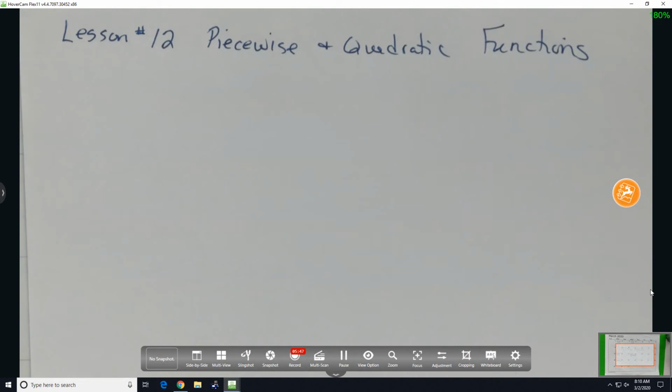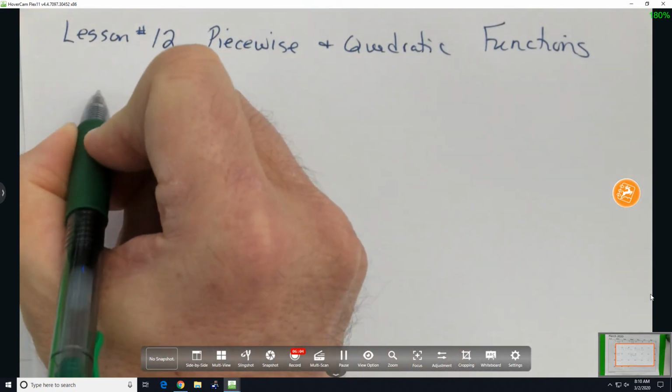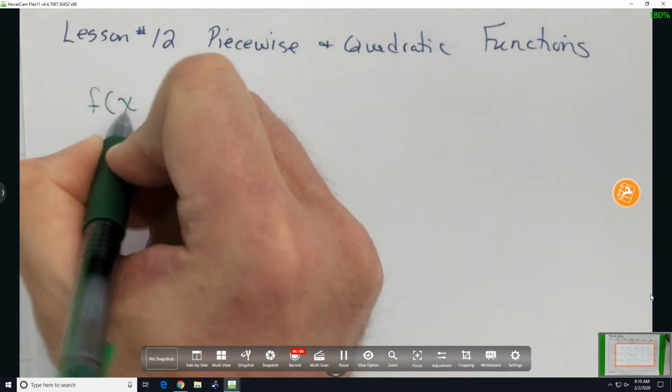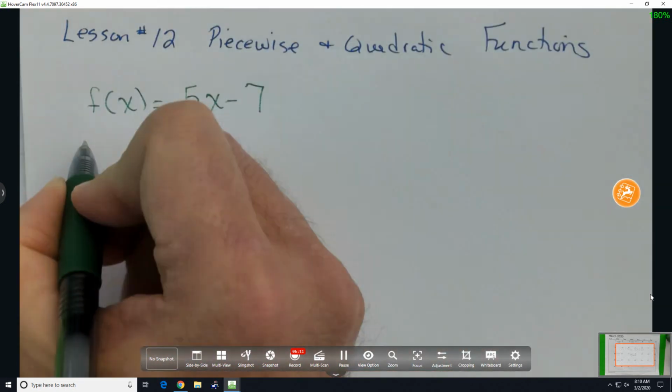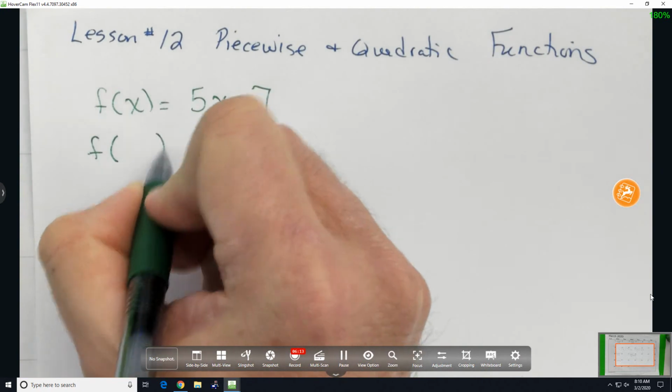Well, there's not a lot for me to say before we just jump into an example, provided you remember what a function is. With a function, every x value gets exactly one y value. We had some problems like this. Suppose we have f of x equals 5x minus 7, and you were told to find f of 10.